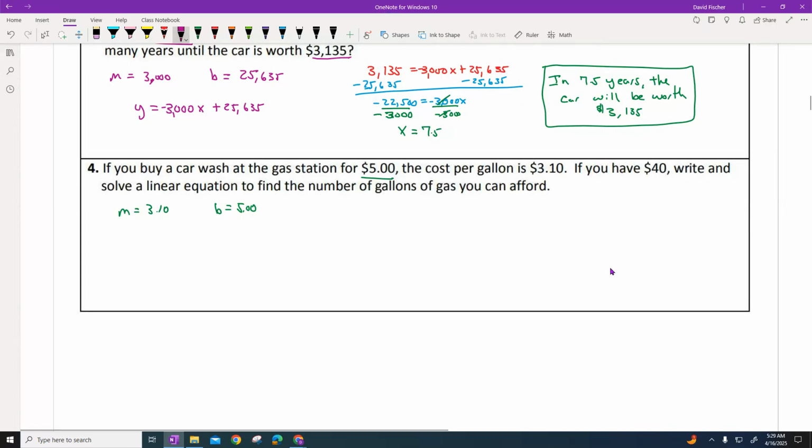Okay. So now my equation is going to be y equals $3.10 for every gallon of gas I buy, plus the $5 for my car wash. And they said you have $40. So let's go right. Whoops, I don't want to put a y there. I want to put a 40 there now. So I got $40 equals $3.10 for every gallon of gas plus $5. Let's get the x by itself.